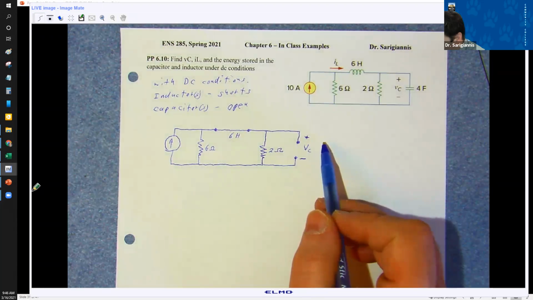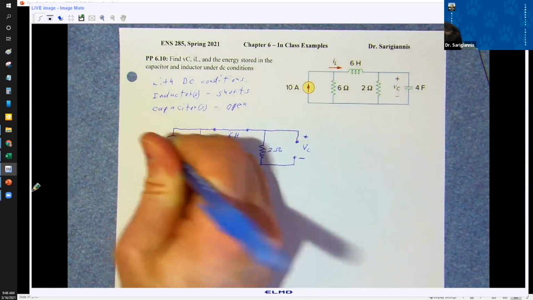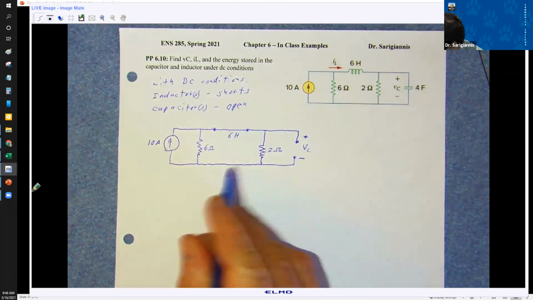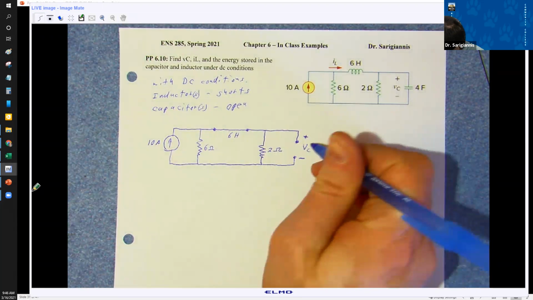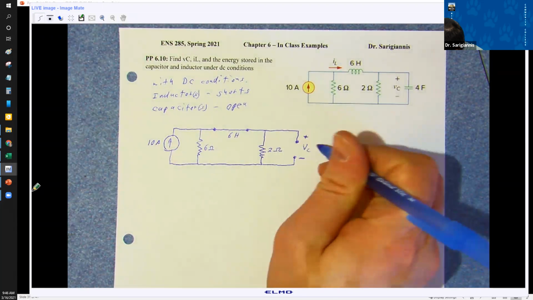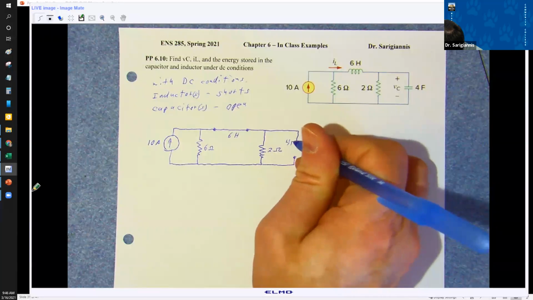All right, what was this? Oh yeah, so the point here is this is 10 amps, 6 ohms, 2 henries, DC. Oh, this is 4 farads. I'll put a 4F over here.